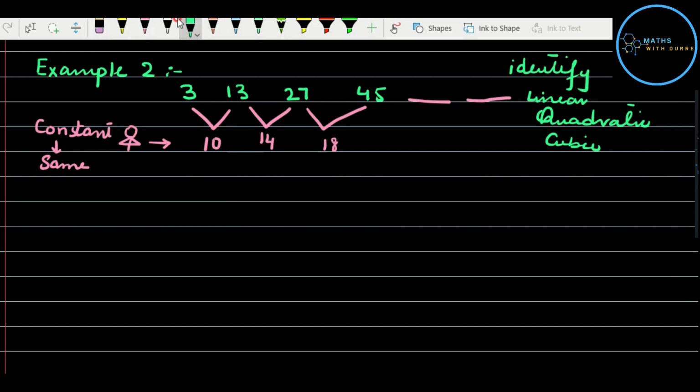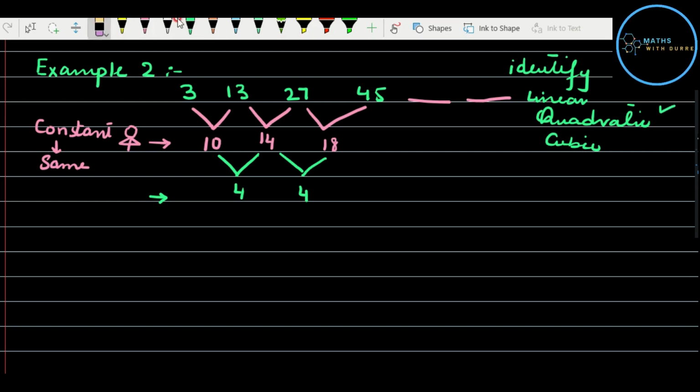So it means we have to calculate further. How can we calculate further? By using these differences. So 14 minus 10 is giving us what? 4. And the difference between 14 and 18 is what? 4. So here we came to know this is a constant term, and this constant we are getting at the second difference. So it means this is a quadratic.